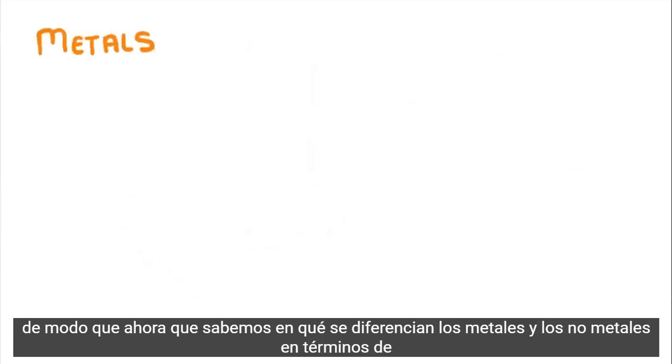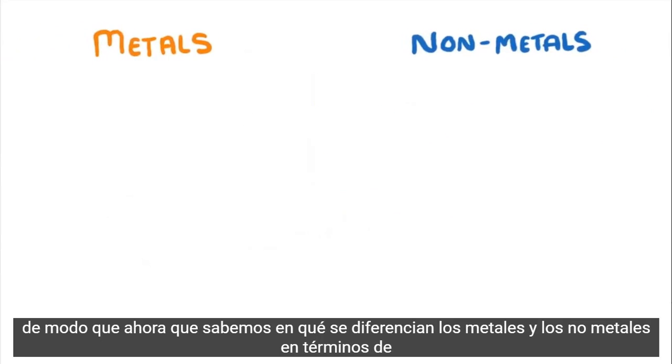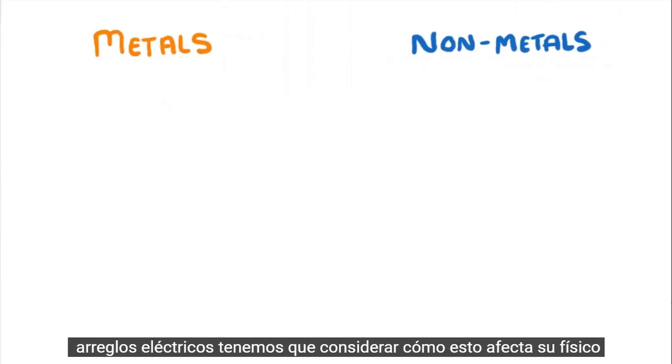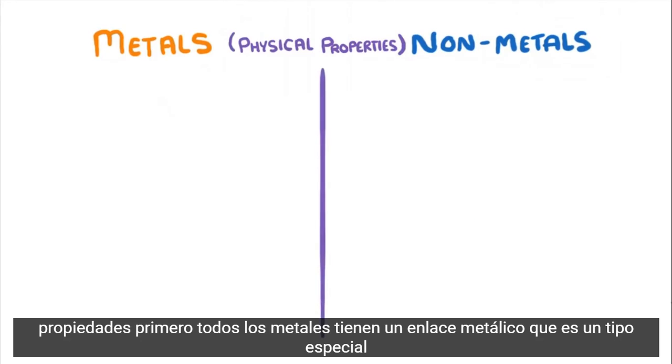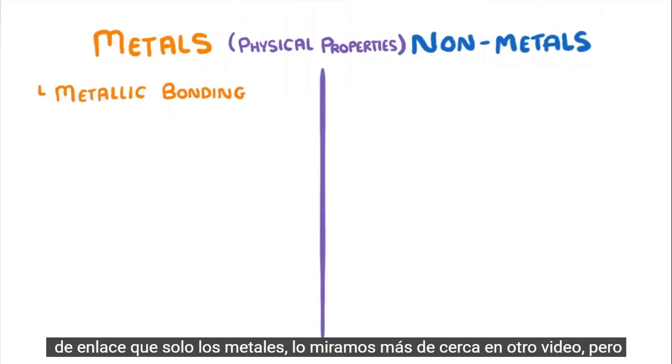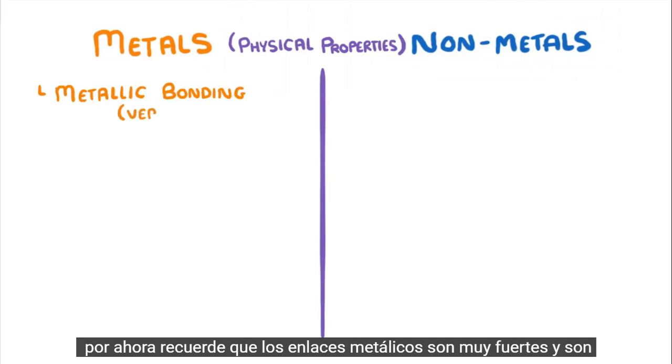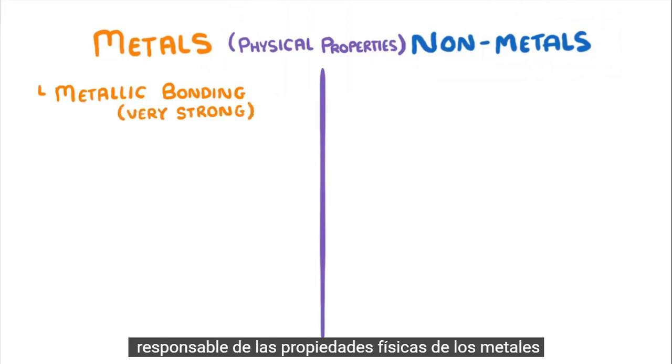So now that we know how metals and non-metals differ in terms of their electron arrangements, we need to consider how this affects their physical properties. First, all metals have metallic bonding, which is a special type of bond that only metals have. We take a closer look at it in another video, but for now, just remember that metallic bonds are very strong, and they're responsible for metals' physical properties.